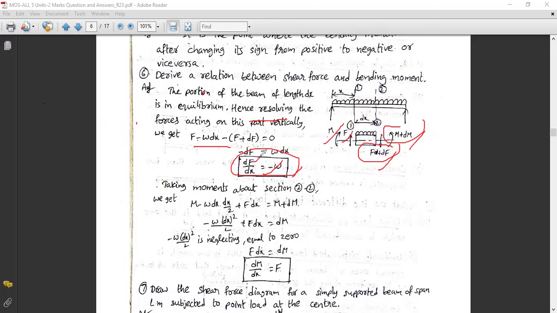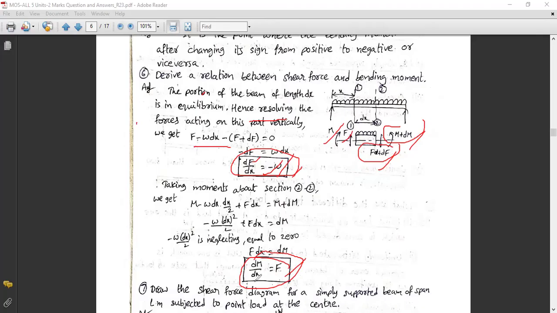So Df, the change in the force with respect to the x-axis, is equal to minus the work done. At the same time, if you are taking m and m plus dm, the change in the moment of the forces with respect to x is equal to F. What is the F here? It is a force which is given by this bending moment.